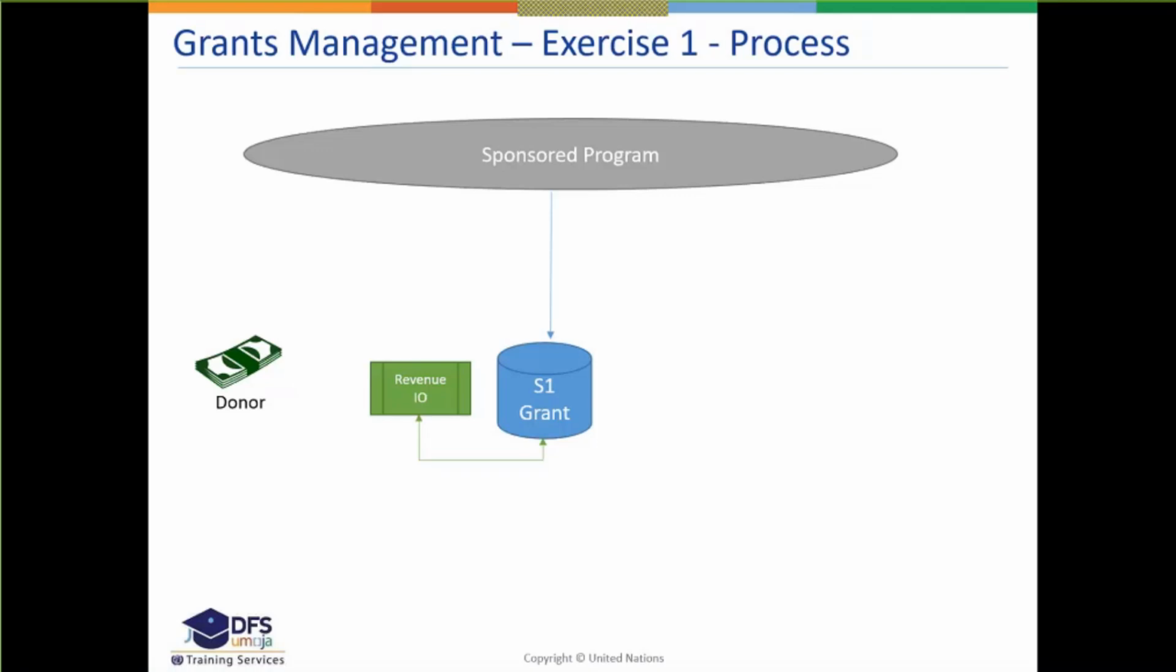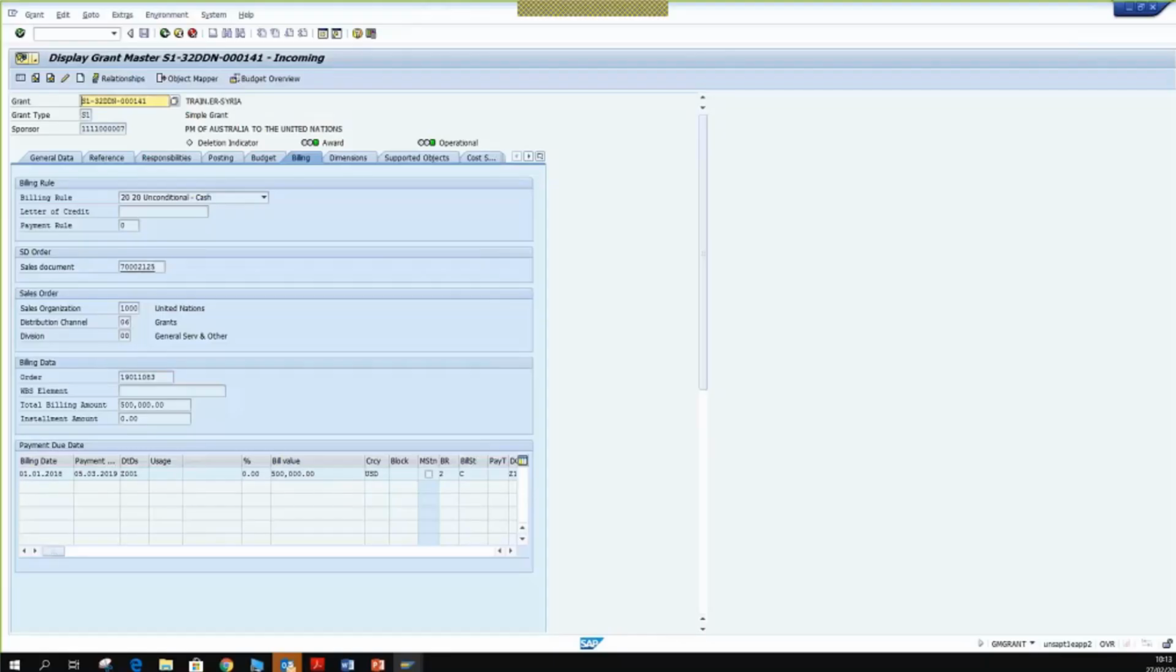So we created this revenue internal order and linked it to the grant. This revenue is intended to receive the money coming from the contribution of the donor. Once we did this step, an automatic sales order is generated in the system and populated here. You don't have to create a sales order.